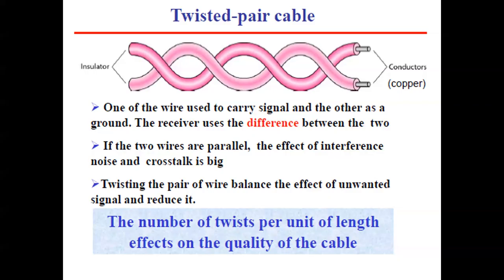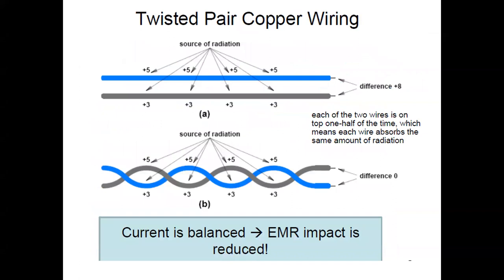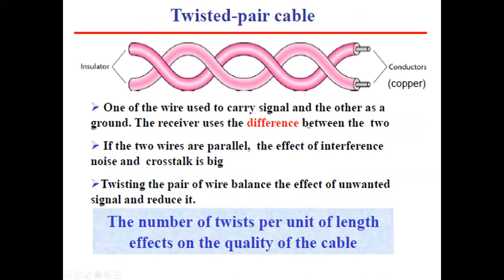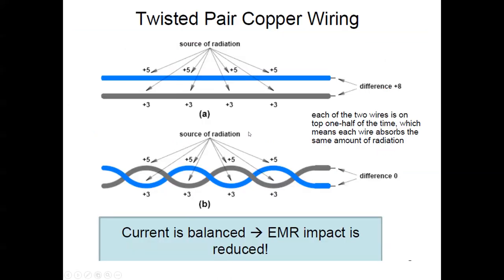All right, look at this here. Twisted pair copper wiring. In case the wires are parallel, for example, there is a source of radiation. Looking at the first one, if there is a radiation of positive 5 in each, and the other cable has a radiation of positive 3, then the difference is, you add all that, 5 plus 5, and then next 20, and then here you get 12. So 20 minus 12 gives you a difference of 8. It says each of the wires on the top line, half of the time, means each wire absorbs the same amount of radiation. Why is it showing you this? Because if you look at this sentence, the receiver uses the difference between the two. This sentence is basically explained here.